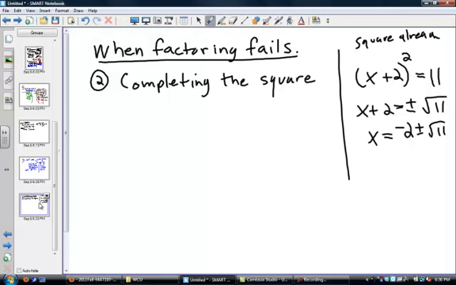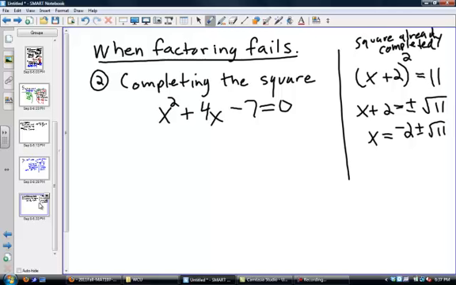I won't be able to decompose this and figure out what it is. I might be able to. Let me try. So x squared plus 4x minus 7 equals 0. That's what this guy starts out as. Here's the square already completed.